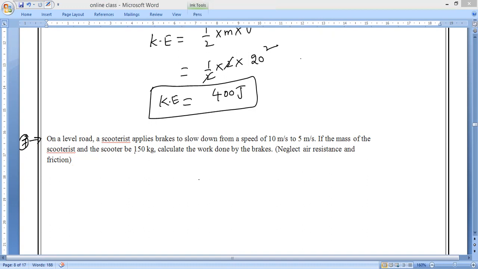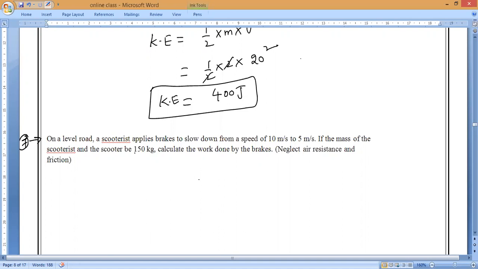Now, first understand the question. On a level road, a scooterist applies the brakes to slow down from a speed of 10 meter per second to 5 meter per second. First of all, is it decreasing or increasing acceleration? Retardation, sir. That is decreasing acceleration. So are we applying the force in the opposite direction or the same direction of motion? Opposite direction of motion. Yes or no?